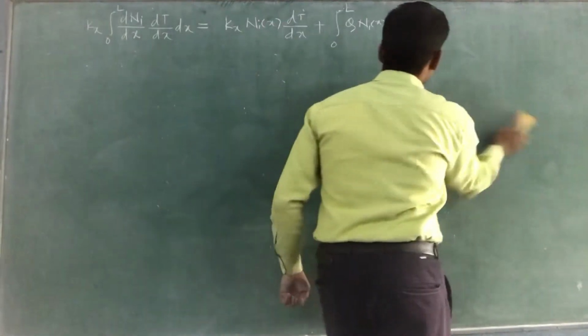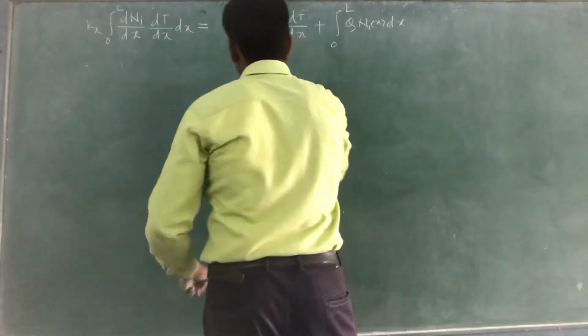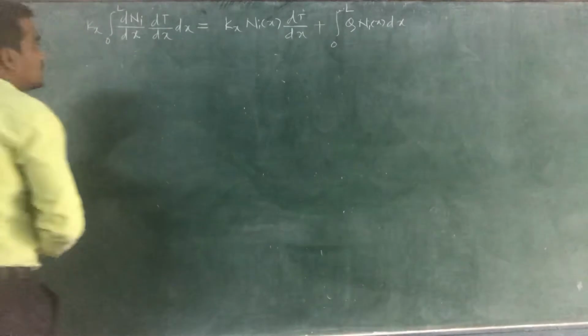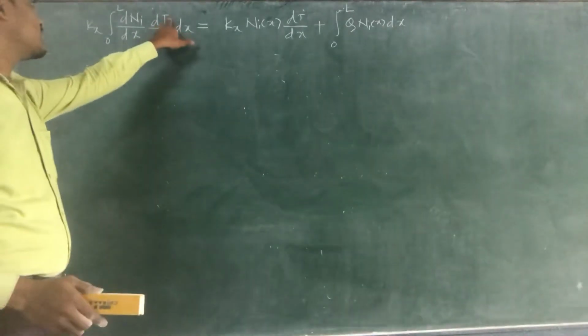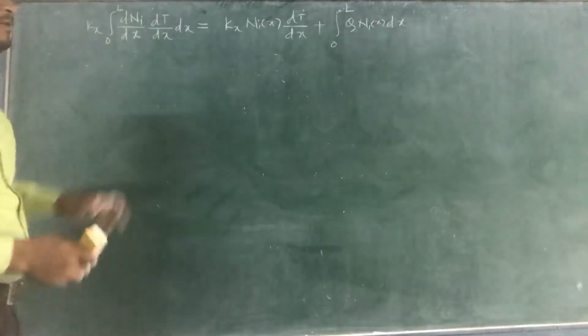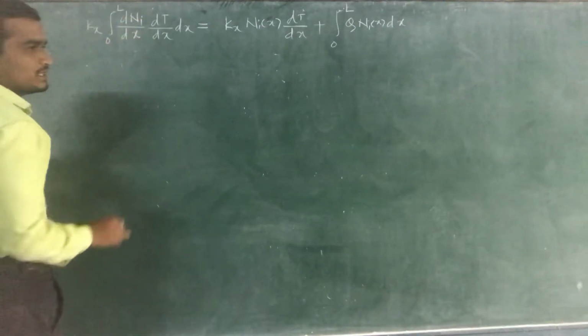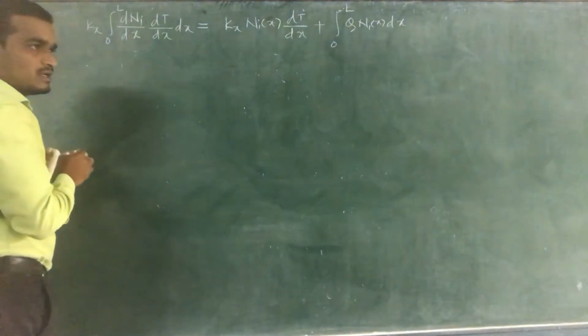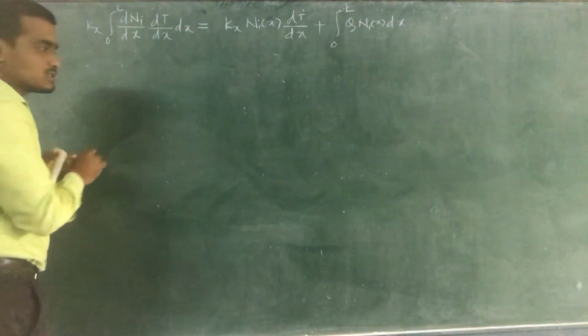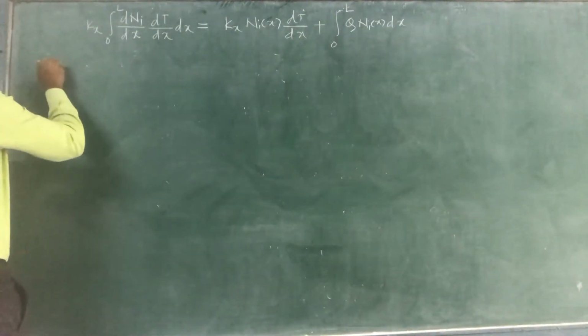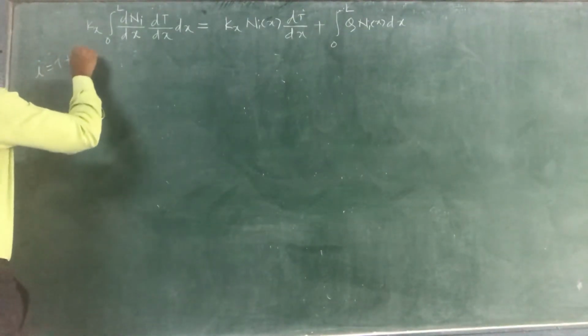So now here we need to put the values of this t as well as this Ni. Okay, so what is Ni? Here we have considered only one element. So for one element there are two nodes, that is, i will vary from 1 to 2.